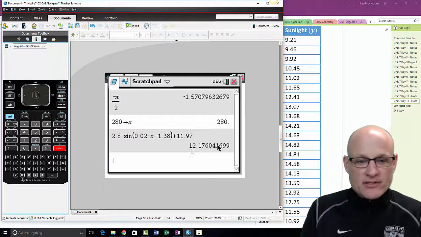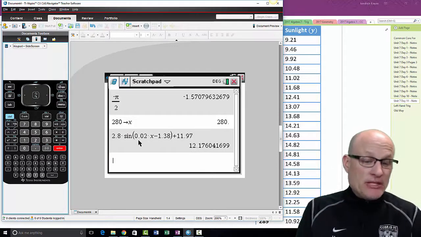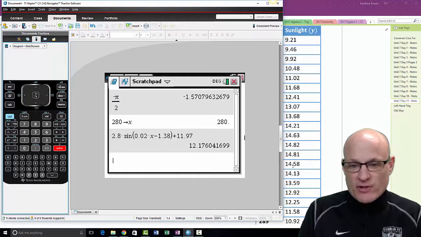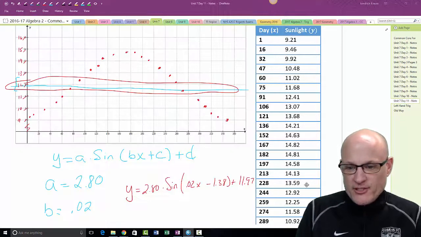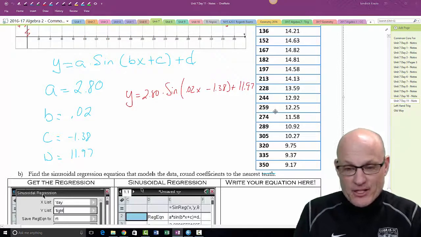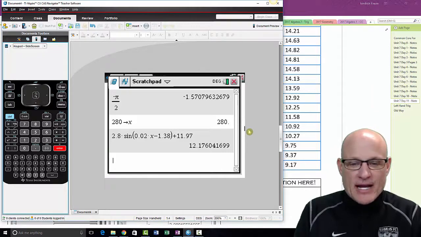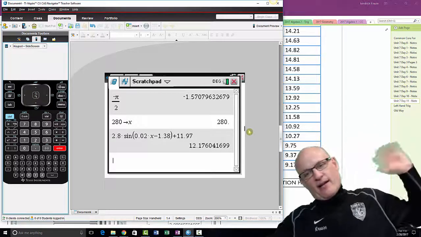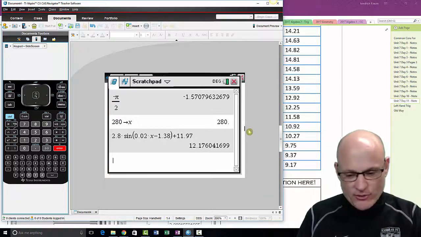It's a little off. That could be just an estimation error, but it's not overly off. You know, I asked for 280, so that should be between 11.6 and 10.9. It's quite a bit off. It's more off than I thought it would be. But it may not be a great regression model. At any rate, there it is. A little bit of sinusoidal regression.